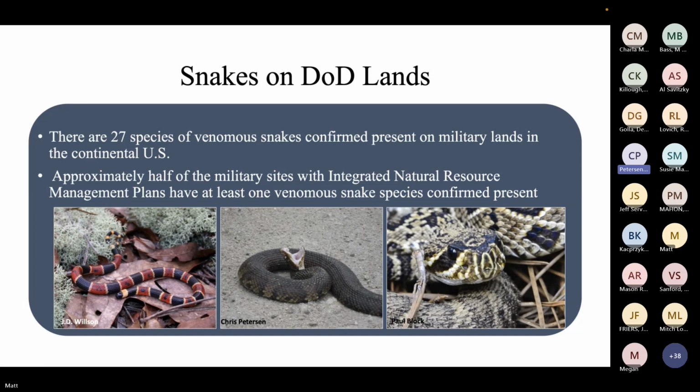So we've documented 27 species of venomous snakes on military lands. And that becomes important from a safety standpoint, particularly when we have military troops training on the ground. And approximately half of the military sites with integrated natural resources management plans have at least one venomous snake species confirmed present. So integrated natural resources management plans are developed for military sites that have significant natural resources. And in total, there's about 340 military sites that had that requirement. So on about half of those, there's at least one venomous snake species confirmed present. Next slide.